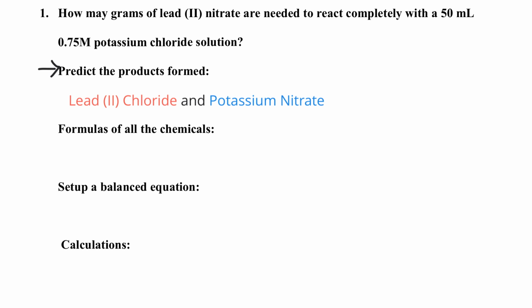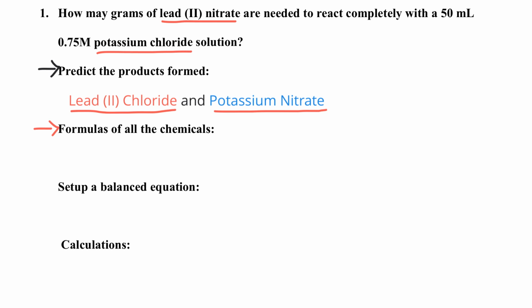Your next step in this problem is going to be figuring out the formulas of all 4 chemicals. What are those 4 chemicals? Lead nitrate, potassium chloride, lead chloride, and potassium nitrate. So take a minute and figure those formulas out. Now I'm going to quickly go over how to write formulas. This is something that I feel I shouldn't have to, but I think I have to.